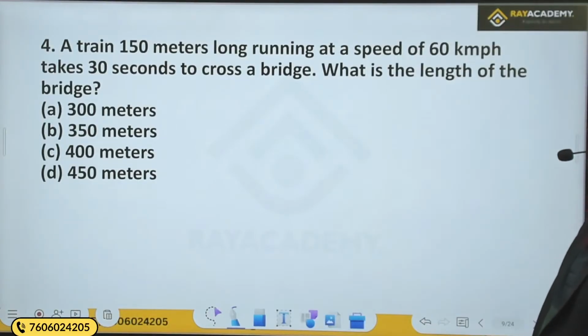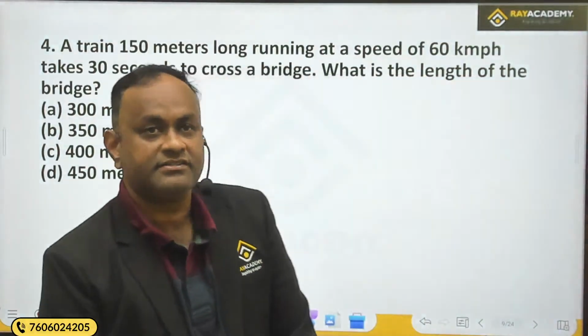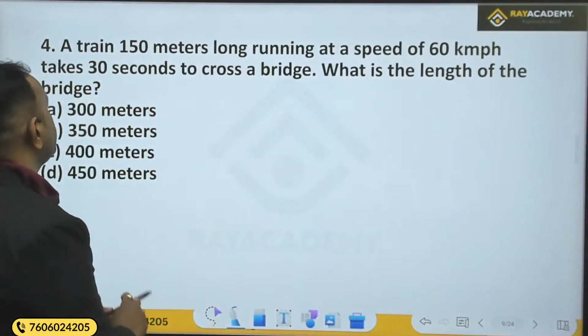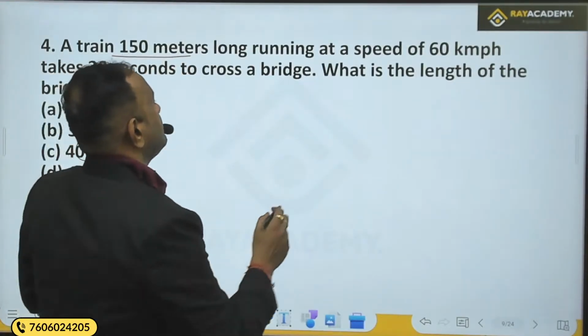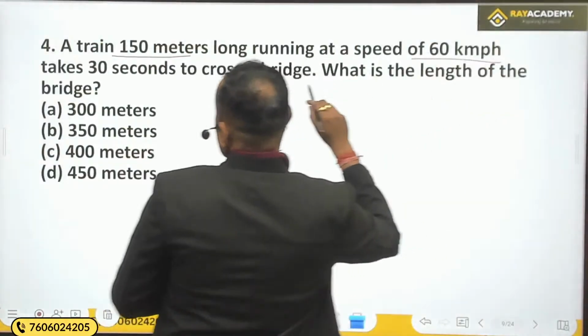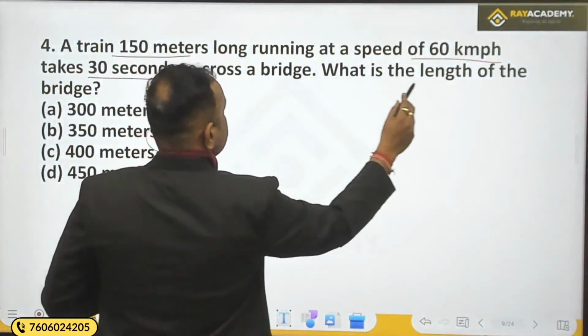One more question, on trains. A train 150 meters long running at a speed of 60 km per hour takes 30 seconds to cross a bridge. What is the length of the bridge? Bridge is similar to what we discussed with a platform. So what data is given? The train is 150 meters, its speed is 60 km per hour, it takes 30 seconds, and we need to find the length of the bridge.